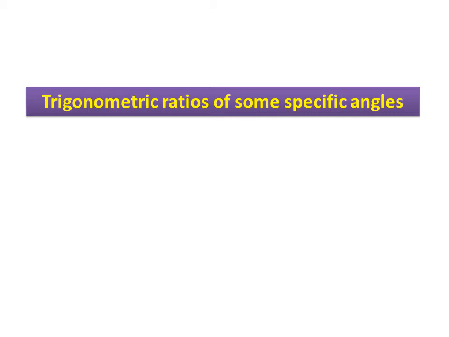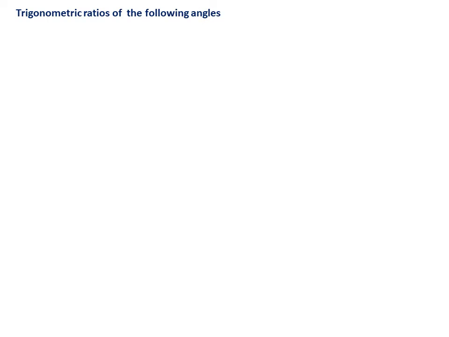So this is the concept of standard angles. In your textbook they are given as specific angles. Here we are going to find the trigonometric ratios of some specific angles. Let us proceed. The trigonometric ratios of the following angles we can find: 0 degree, 30 degree, 45 degree, 60 degree and 90 degree. So, for example, sin 0, cos 0, similarly sin 30, cos 30, all the 6. So, this is the idea.